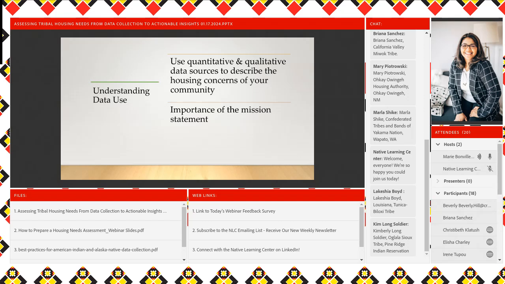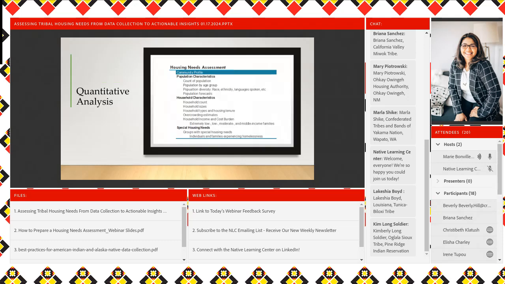So the types of data, we talked a little bit about quantitative and qualitative, but what do I mean by that? So quantitative analysis is the numbers game, right? Your community profile consists of a lot of things: population characteristics, and gosh, it goes down: count of population, population by age, population by diversity, population by forecasts, and then it's household characteristics: your household count, household sizes, and by that I mean number of bedrooms and baths, household types, housing tenure, overcrowding, and overcrowding estimates.